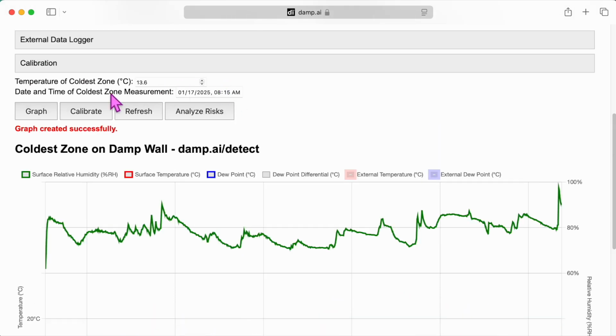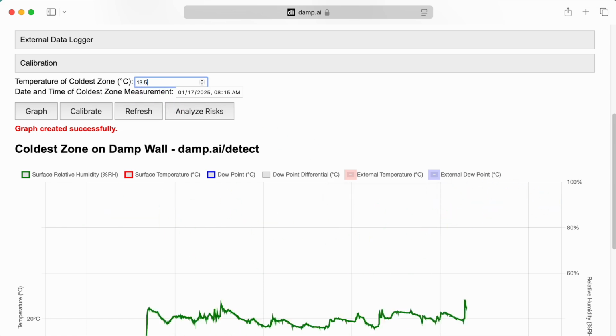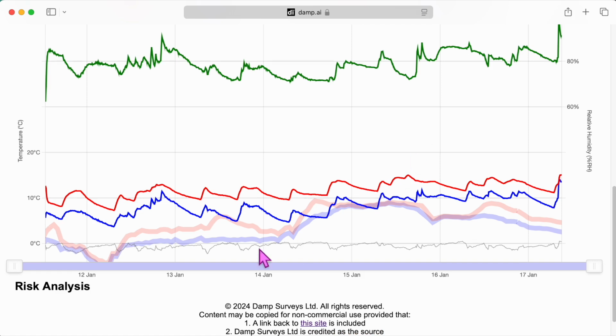So I was basing that on the thermal imaging camera. If there was a part of the wall that was, say, 12 degrees centigrade, you can see that there's a long period when you're above the 85%. But 13.5 is what we had, so that's what I'm going to put in. So compared to some of the properties I go to, the ventilation's not too bad. So do you see this?